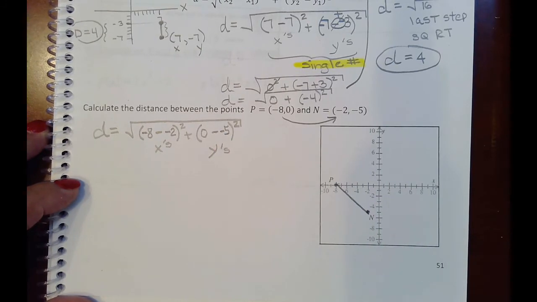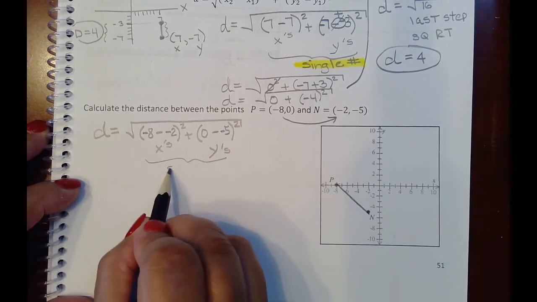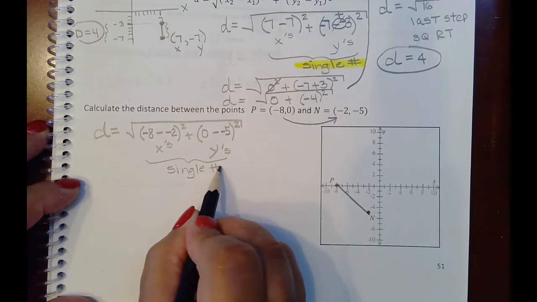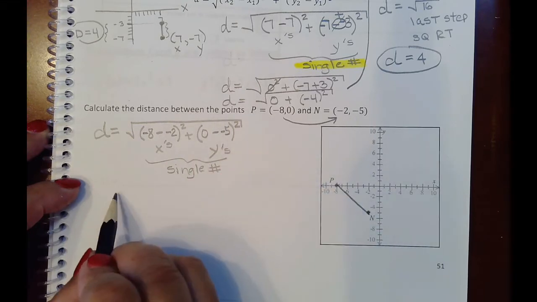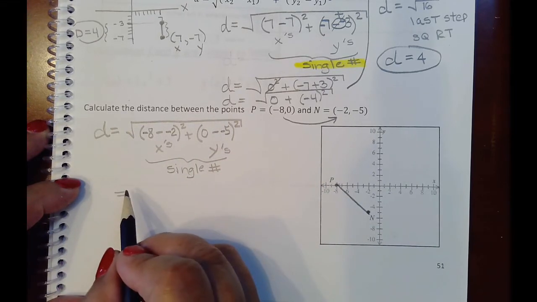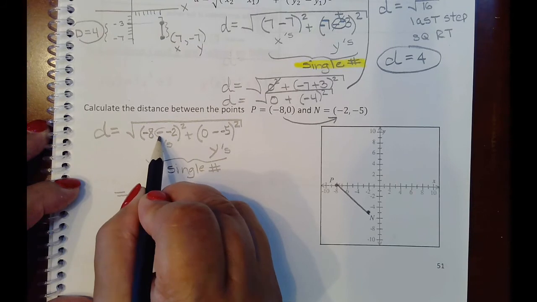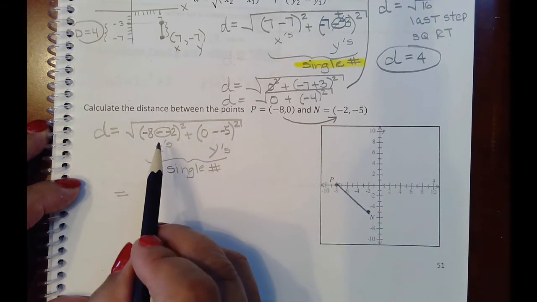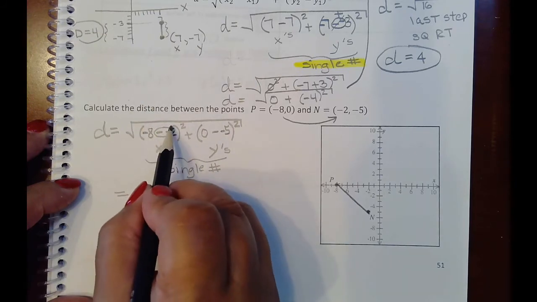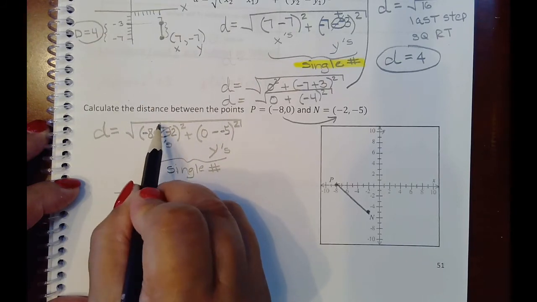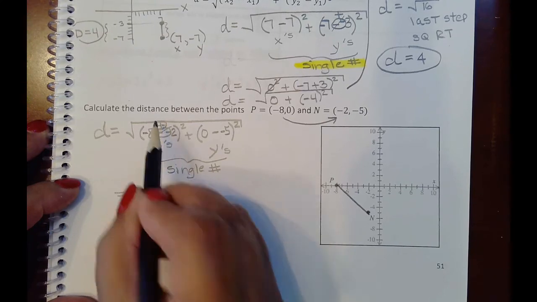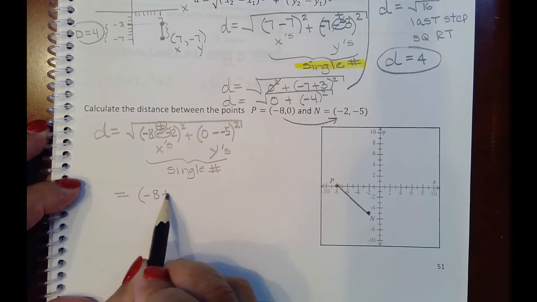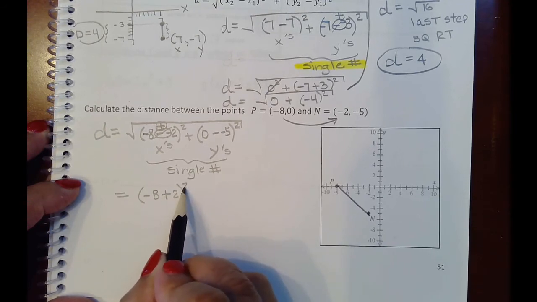Okay, from here, I'm going to clean this up all the way until I get a single number underneath the square root. Keep cleaning it up. Okay, let's keep rewriting it, each time getting closer and closer to a single number. First of all, in the first parenthesis, I have a double negative. They're both going to be thrown out and replaced by a single positive. So that parenthesis would now read -8 plus 2 with a square on it.